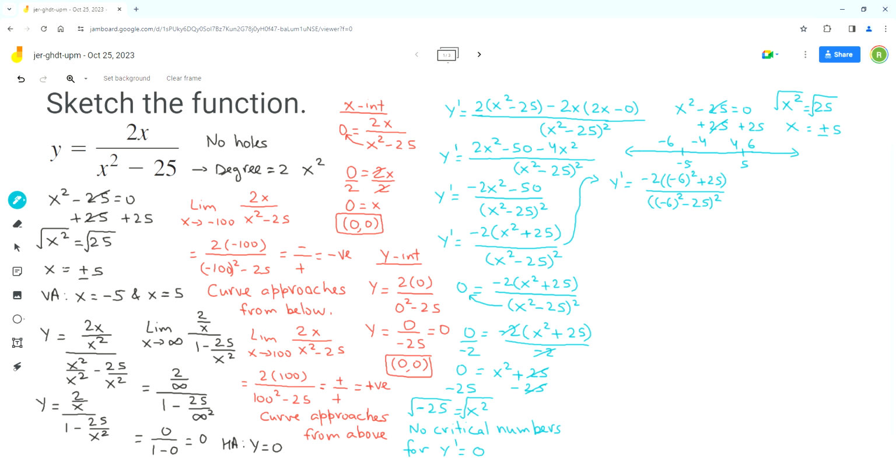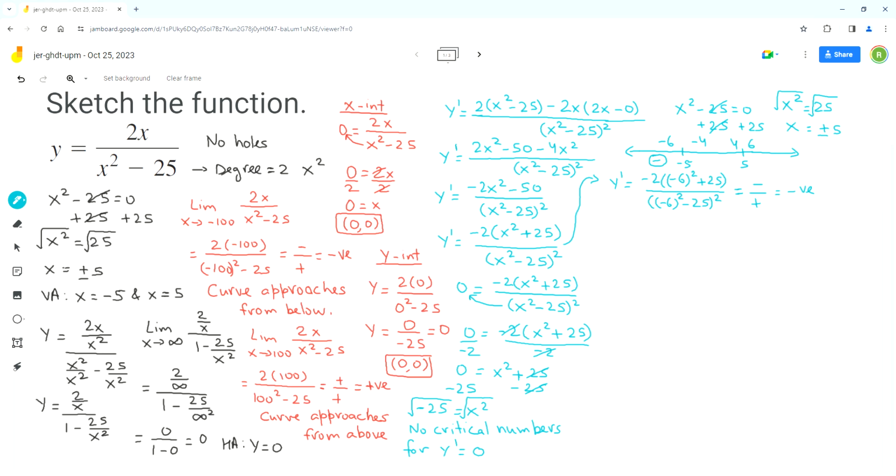Now in the numerator, -6 squared plus 25 will give us a positive value, and times -2 will give us a negative value. And in the denominator, the result will be positive for all x values because there is a square on the expression. So the overall value we'll get is negative in this case. That means the function is decreasing on the left side of this vertical asymptote at x equals -5.